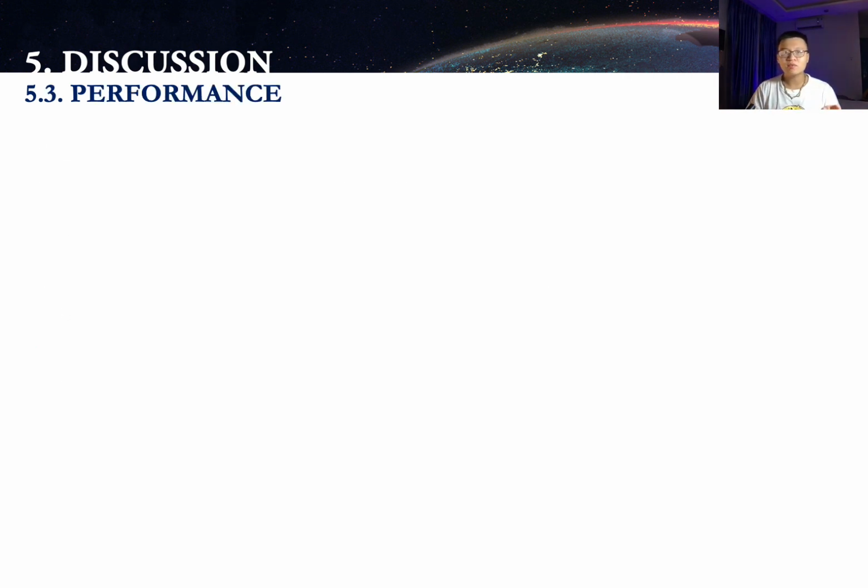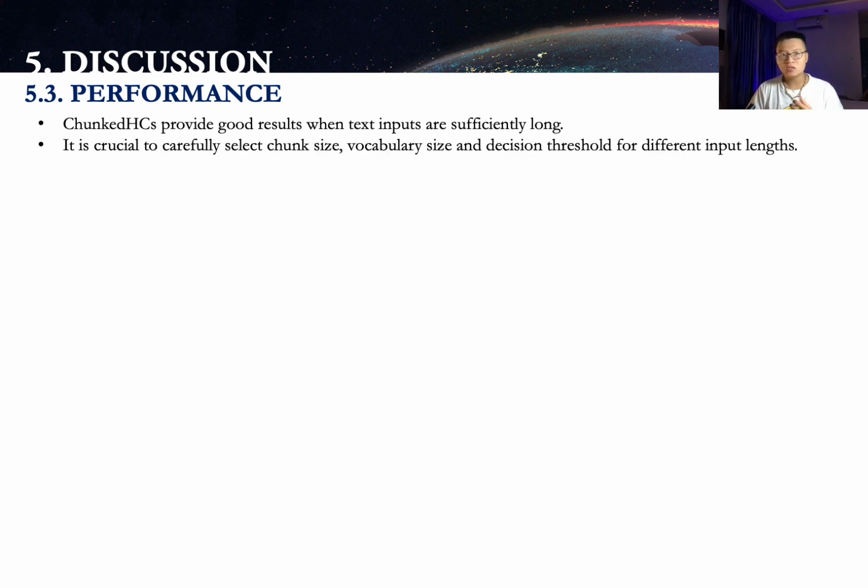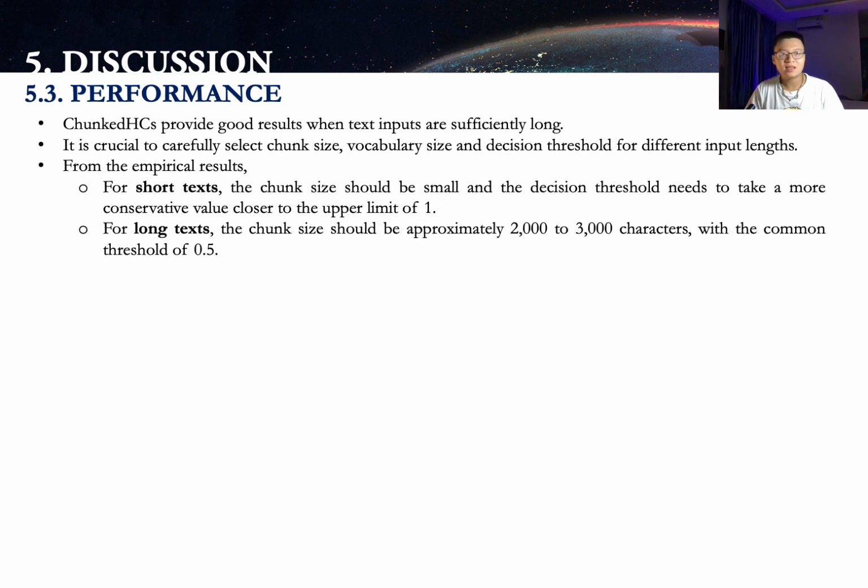Now, talking about the performance. ChunkedHC provides good results when text inputs are sufficiently long. It's crucial to carefully select the chunk size, vocabulary size, and decision threshold for different text lengths. From the empirical results, for short text the chunk size should be small, and the decision threshold needs to be more conservative. For longer text, the threshold moves to a value closer to the upper limit of 1. The chunk size should be approximately 2,000 to 3,000 characters with a common threshold of 0.5.